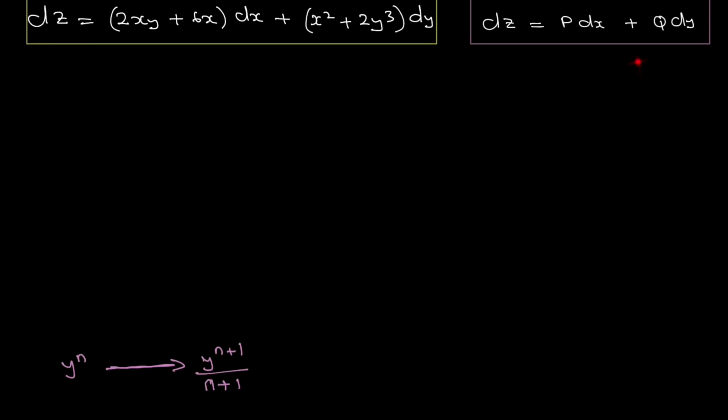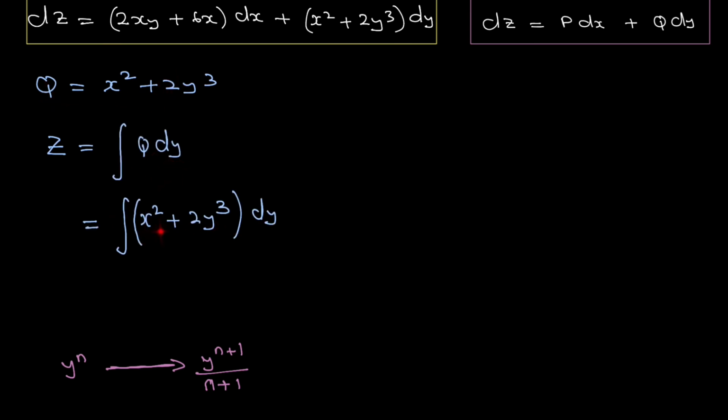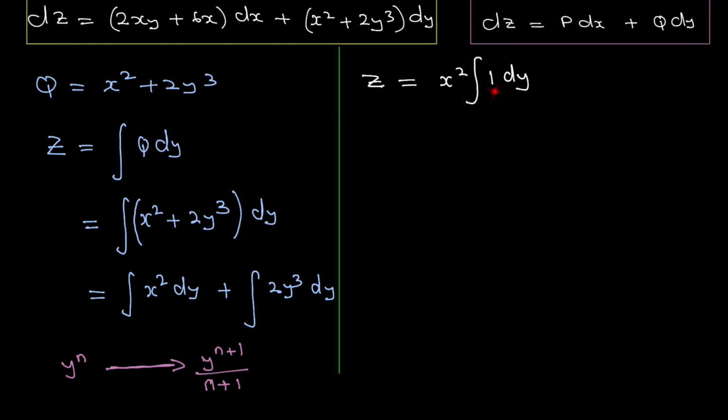Now we need to find z in terms of q, and this is q, which is this one here. And so we write z equal to the integral of q dy. And so we need to put this q here, and that's the q there. And we need to distribute the integral across. So we get the integral of x squared dy plus the integral of 2y cubed dy. There is no y here. x squared will be a constant, so we take it out. And then we're going to get 1 dy. That's x squared, the integral of 1 dy, plus 2y cubed dy, because 2 is a constant. So we take 2 out as well.